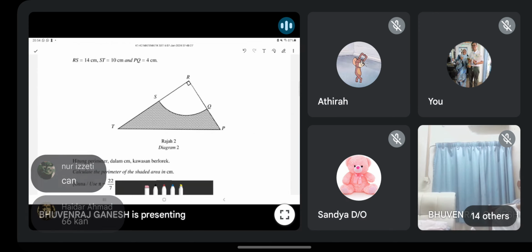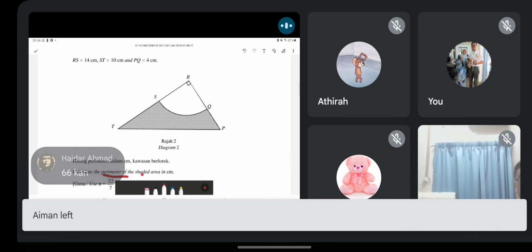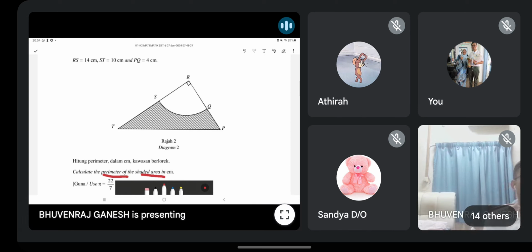Find the perimeter of the shaded area. Oh, so fast. Yeah, 66, correct. Okay, guys, you should get 66, but I wait for Izati. Okay, can you describe apa yang kamu kena cari dulu? What must you find first? Kalau kamu nak explain guna mic, jangan risau. Kamu cakap sahaja. Tak perlu malu-malu atau apa-apa. All of us here are friends.